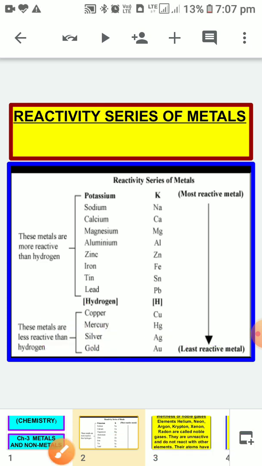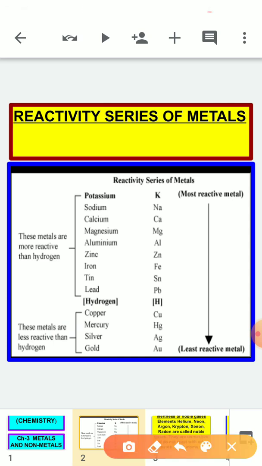So this reactivity series will help you to find out the reactivity of metals, which one is more reactive and which one is less reactive. The most reactive metal, you can see the position of potassium is at the topmost, it is above all. So it is the most reactive metal. And which one is at the lowest position? Gold. It is the least reactive metal. In this way, this reactivity series will help you.